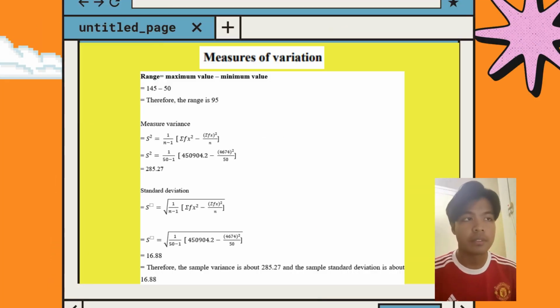Next is measure of variation. To get the range, we need to take the maximum value minus the minimum value. 145 minus 50, therefore the range is 95. First, we will measure the variance.